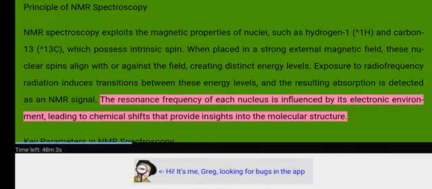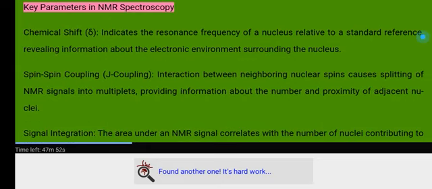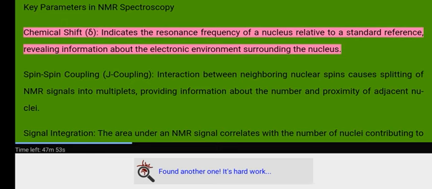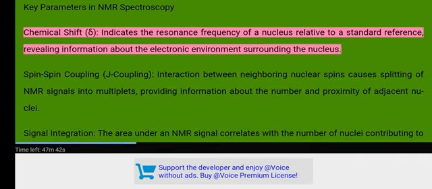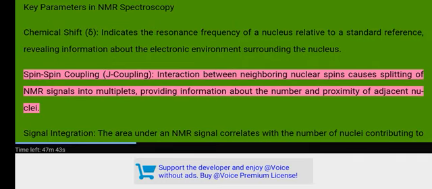The resonance frequency of each nucleus is influenced by its electronic environment, leading to chemical shifts that provide insights into the molecular structure. Key parameters in NMR spectroscopy. Chemical shift (delta) indicates the resonance frequency of a nucleus relative to a standard reference, revealing information about the electronic environment surrounding the nucleus. Spin-spin coupling (J-coupling), the interaction between neighboring nuclear spins, causes splitting of NMR signals into multiplets, providing information about the number and proximity of adjacent nuclei.